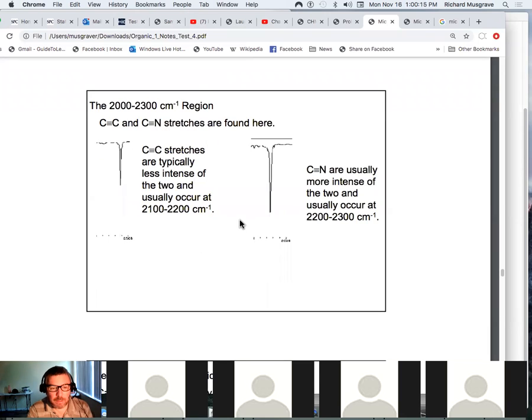The 2000 to 2300 region, this is where we're going to find CC triple bond and C triple bond N. There's nothing else in this region. So if you've got a peak here or you don't have a peak here, then you know exactly if you've got that C triple bond C or C triple bond N or nothing there. All right, so it's either going to be there or it ain't. Anybody got any questions?